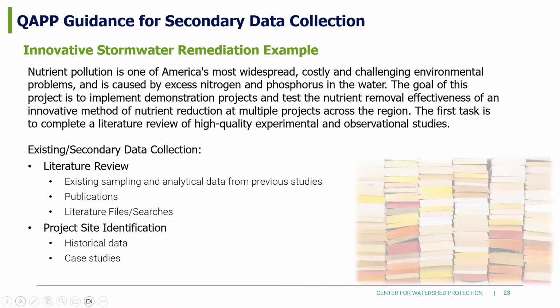Okay, so the example project that we'll be walking through for secondary data collection is going to be a project for innovative stormwater remediation. For this project, nutrient pollution is one of America's most widespread, costly, and challenging environmental problems, and it's caused by excess nitrogen and phosphorus in the water. So the goal of this project is to implement demonstration projects and test the nutrient removal effectiveness of an innovative method of nutrient reduction at multiple projects across the region. The first task of this project is to complete a literature review of high quality experimental and observation studies.